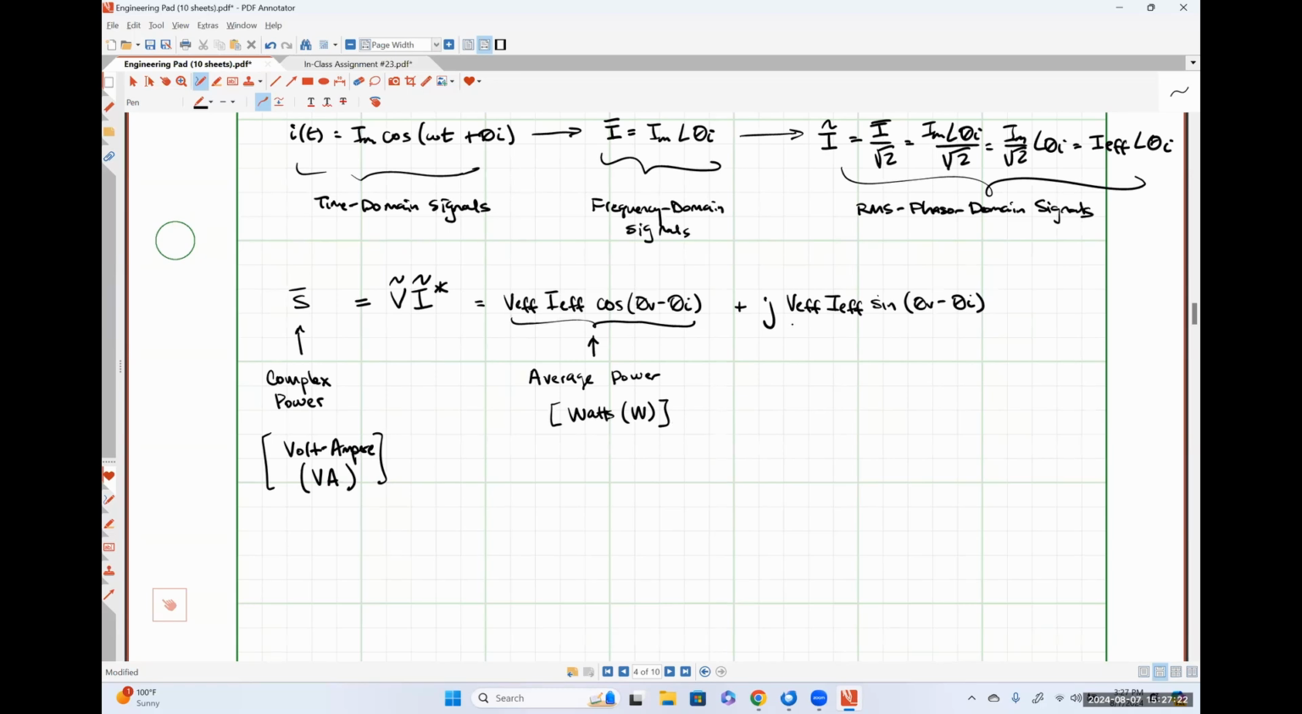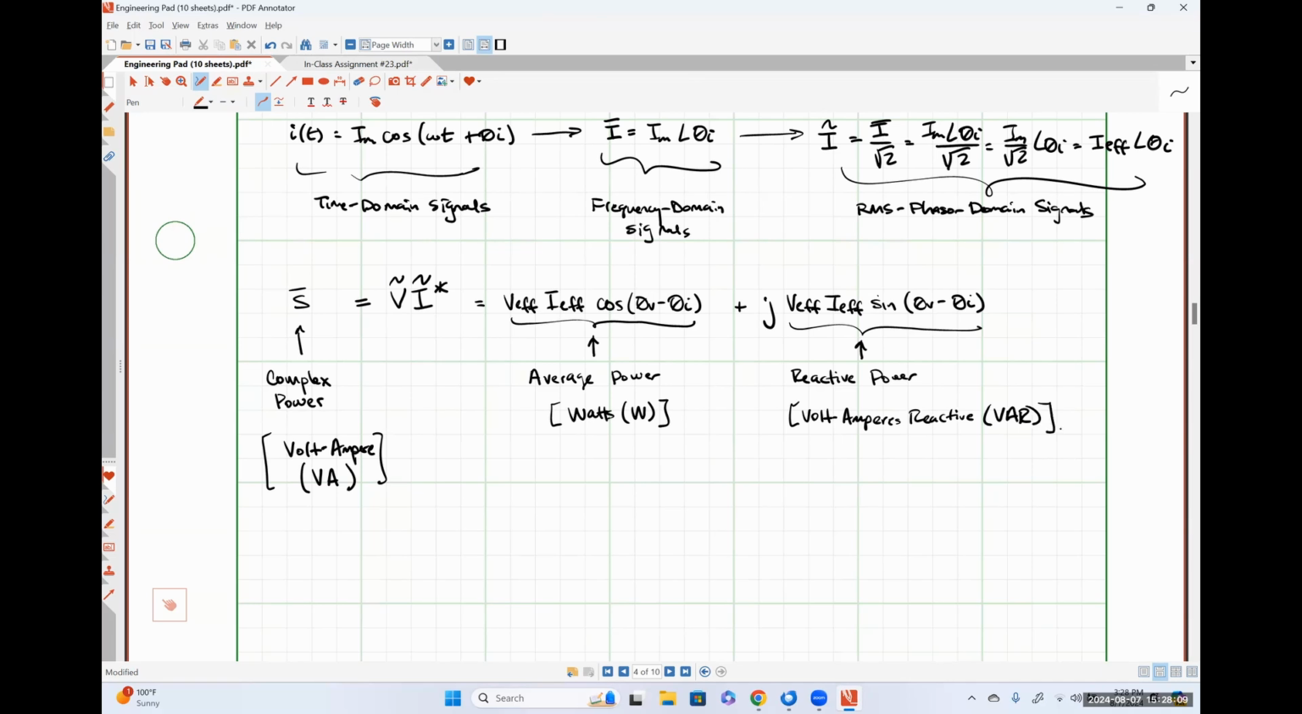Okay, the imaginary part over here is what is commonly referred to as reactive power. And reactive power also has made up units to help us distinguish it from average power and complex power. So reactive power is measured in volt amperes reactive, commonly referred to as VARs. Excuse me, I misspelled that. Okay.